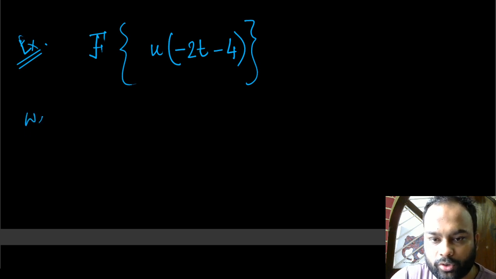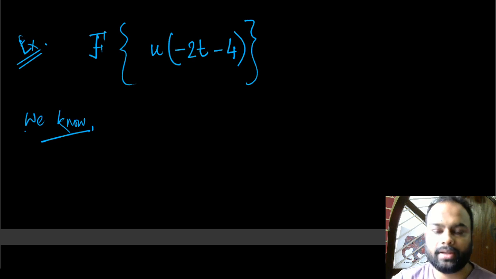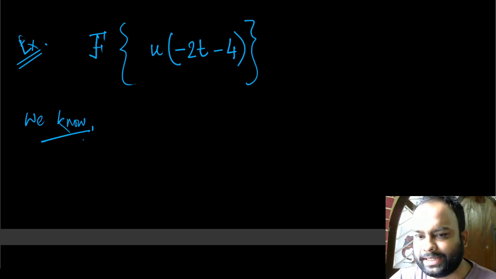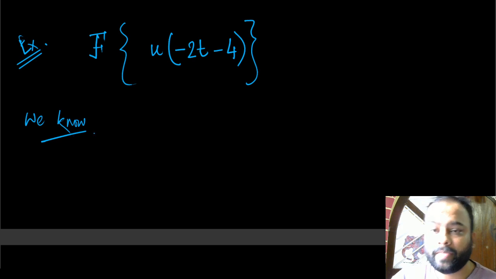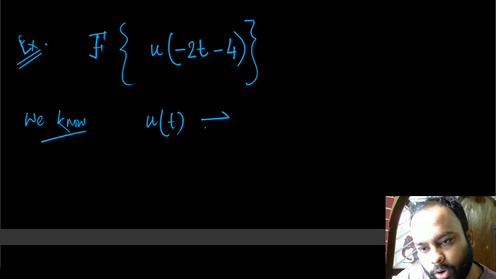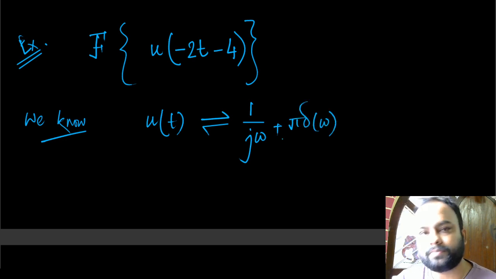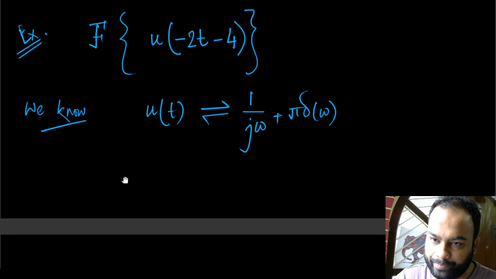So we know, of course, we have to start from... you are correct, but your correct answer is in the reverse order. Yes, you people are kind of guessing it right. So we know the Fourier transform of u of t. We know that the Fourier transform of u of t is 1 by j omega plus pi delta omega, right? That's the Fourier transform of u of t.